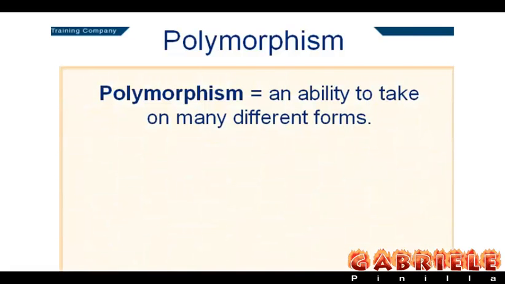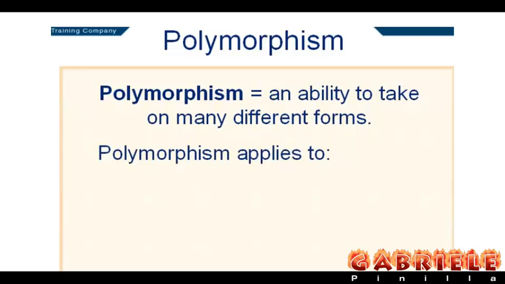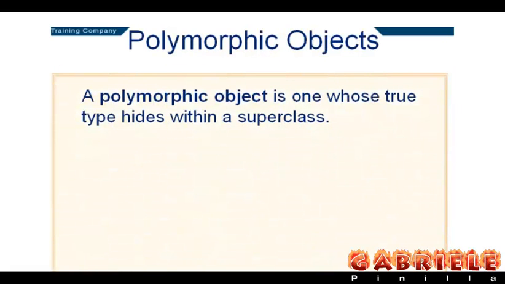Polymorphism. Another object-oriented concept we'll look at is polymorphism, and all that means is the ability to take on many different forms. Now, polymorphism can apply to objects, and it can also apply to operations. Let's look at some examples to see how. A polymorphic object is one whose true type hides within a superclass.